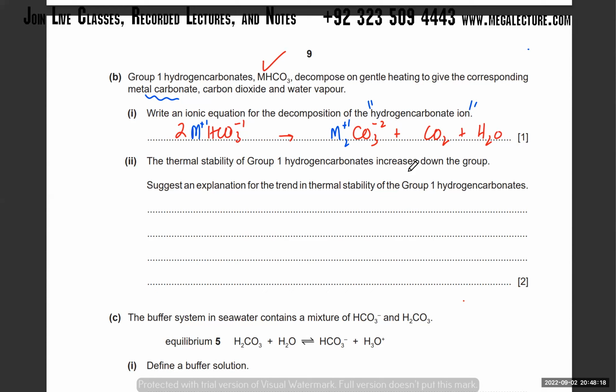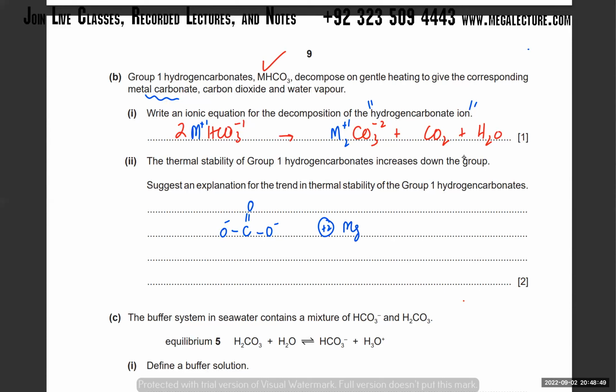Now the next part is why does the thermal stability increase down the group? What do you think? Why does this thermal stability increase down the group? If you have MgCO3, let's say you've got a carbonate ion, and there's a magnesium ion. Magnesium ions are small in size.